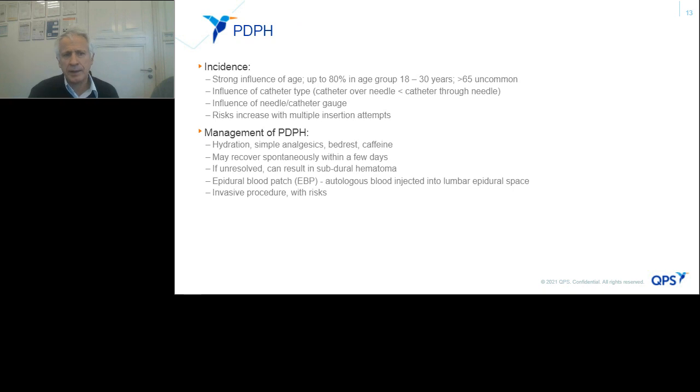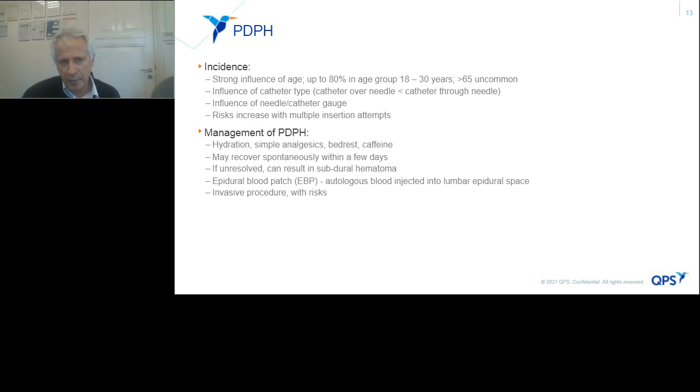Okay. Now, how often does it occur? If we simply do a single needle puncture and take fluid out and don't put a catheter or anything, around 1%. Depends on various factors, which I'll go into in a second, but around 1%. But if we place a catheter, the incidence is much, much higher. In the young adult group, 18 to 30, depends on the literature that you read, but it can be up to 80%. So it's very, very common.